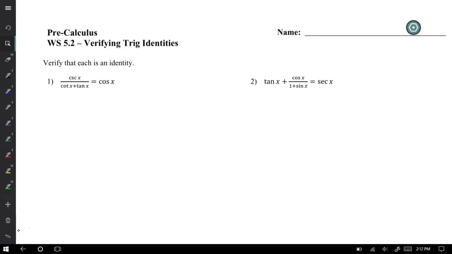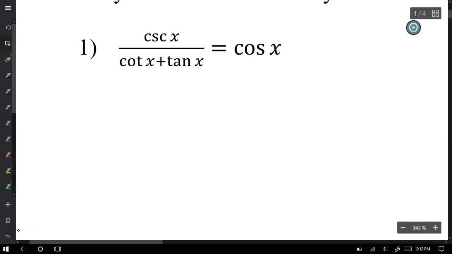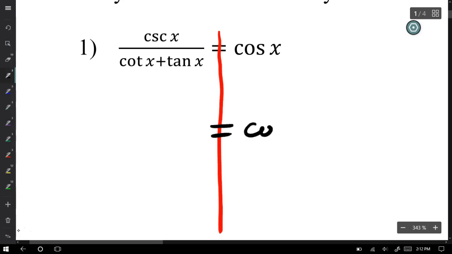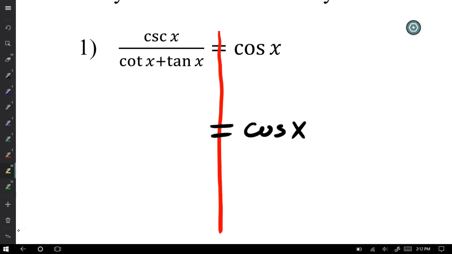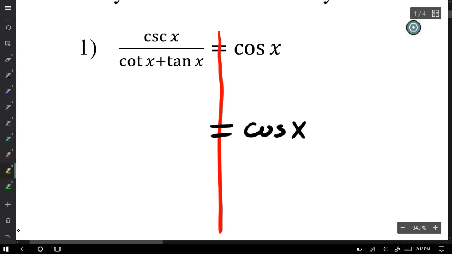All right, in this video, we're going to look at the first four problems of the 5.2 worksheet with verifying trig identities. So we start with number one. Our first thing we want to do is determine which side we're going to keep and which side we're going to change. Now, I'm going to keep the right side because it's simple, cosine of x, and I'm going to change the left side. So pretty simple way to start, but then you've got to figure out, well, what do I do to the left side? And that's a common theme, is where do you begin?